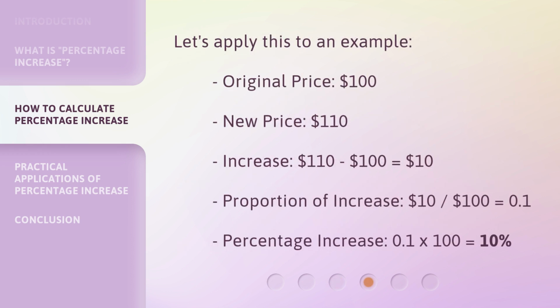Let's apply this to an example. Original price, $100. New price, $110. Increase, $110 minus $100 equals $10. Proportion of increase, $10 divided by $100 equals 0.1. Percentage increase, 0.1 times 100 equals 10%.